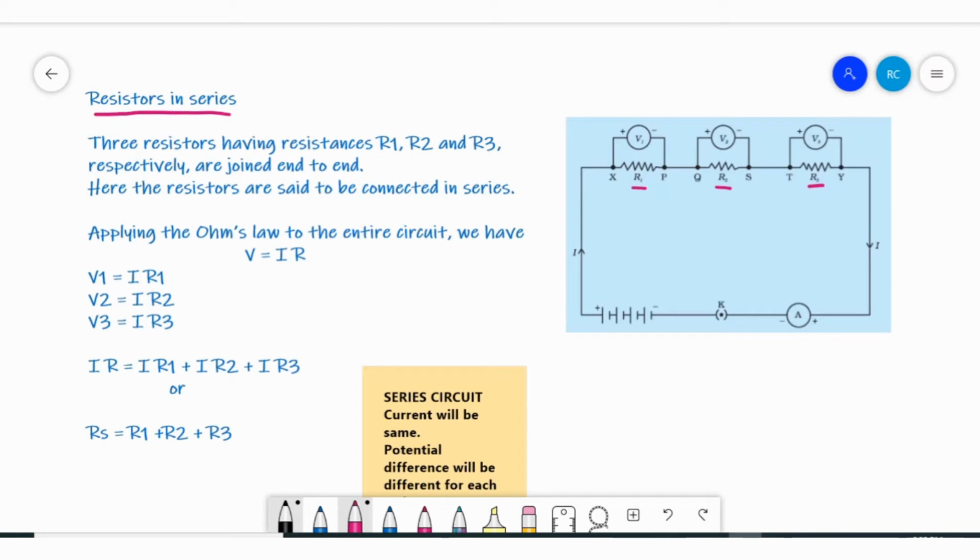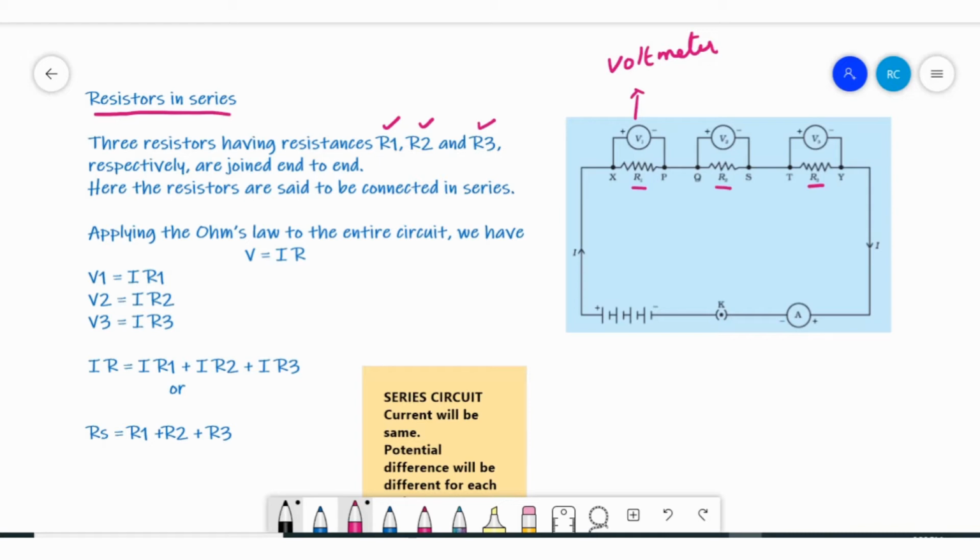These three resistors have resistances R1, R2, and R3, and they are connected one after the other. This type of connection is called a series connection. When you look at this connection, you can see there are three voltmeters. V represents the voltmeter. The first resistor will have a voltmeter V1, the second one will have V2, and the third one will have V3. Which means three voltmeters are connected for three resistors.